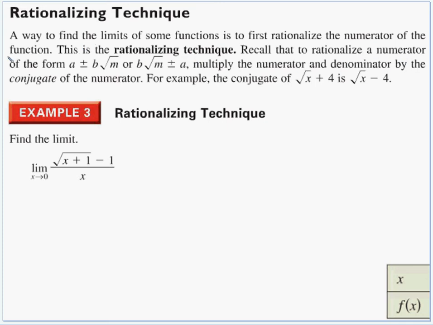Recall that to rationalize a numerator in the form of a plus or minus b times root m, simply multiply the numerator or the denominator by the conjugate of that numerator. Remember, like here, a conjugate of root x plus 4 would be root x minus 4. The terms did not change, just the sign between them.